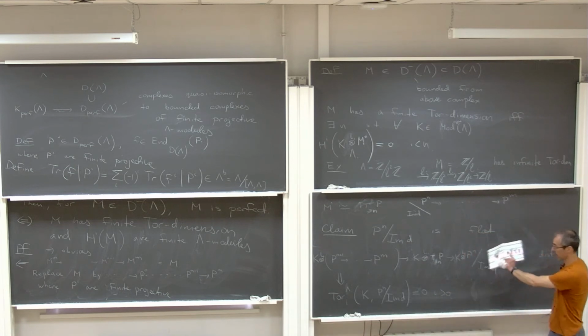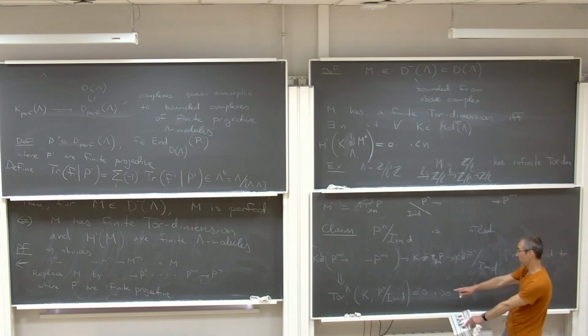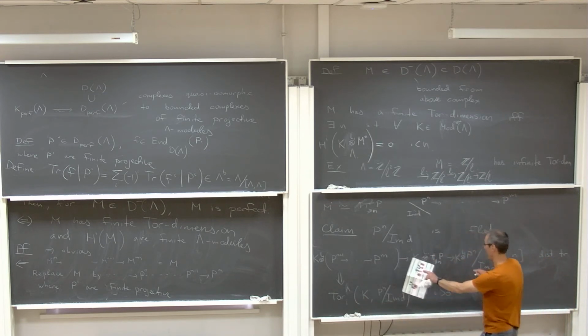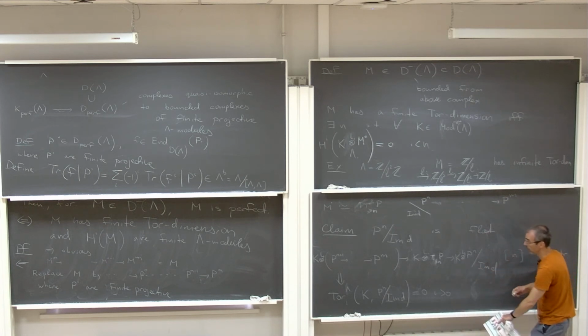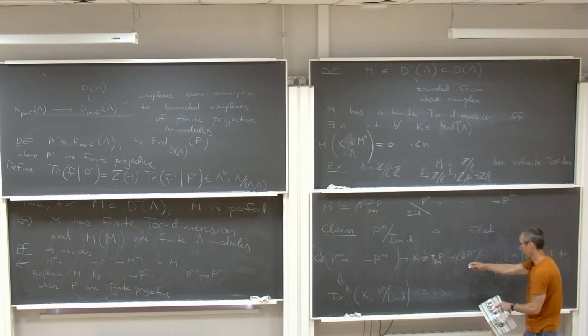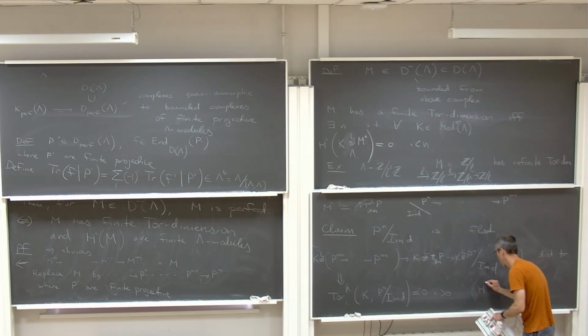So I claim that this exact triangle gives me this. Let's see why. Let's, for example, prove that Tor 1. So what you're supposed to do, you take this triangle and you write the long exact sequence of cohomology groups. So let's start with H n minus 1.